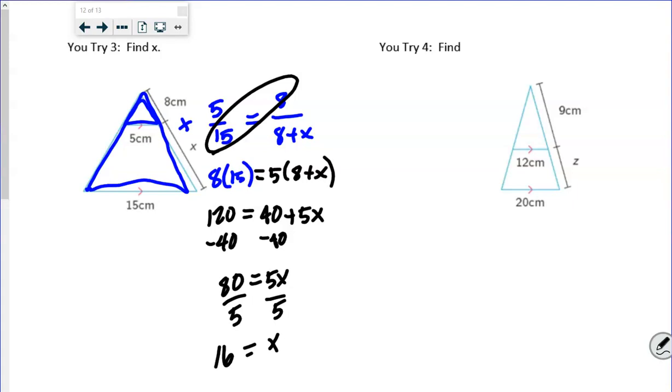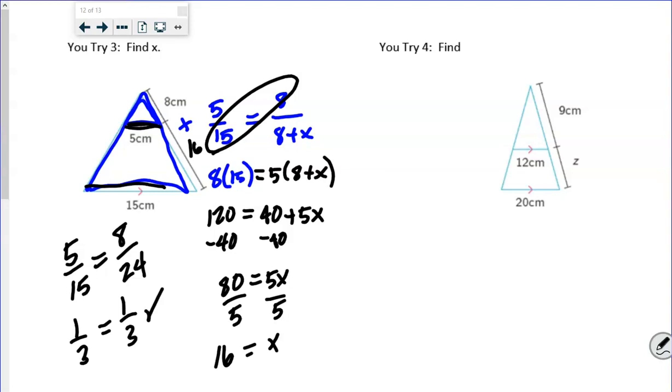Okay, now let's talk this through. So if this is 5 over 15, is that going to be equal to 8 over, okay, that's 16, add those two together, 8 over 24. That's 1/3 because 5 goes into 15 3 times and 8 goes into 24 3 times, right? So yes, they are equal. That's how you guys can check it, okay? So again, pause me and then you try number 4.